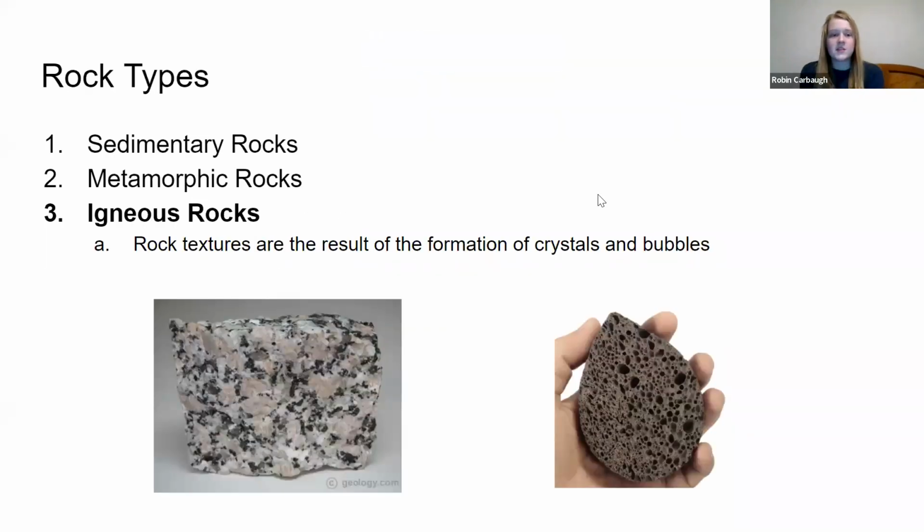So the lab mentions 3 different rock types. They're sedimentary, metamorphic, and igneous. But for this lab, we're only concerned about igneous because those are the ones that are formed at volcanoes or deep in the earth by magma.